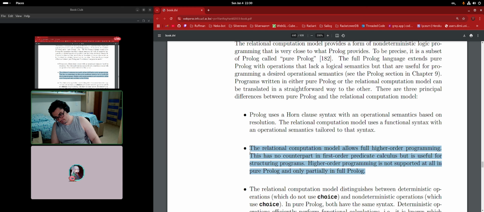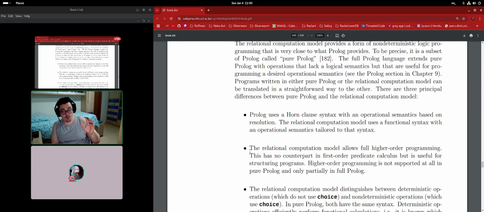Okay, now I have a question. Would it be correct to say that logic programming does not support high-order predicates and relational programming does? And that's the one difference between them?